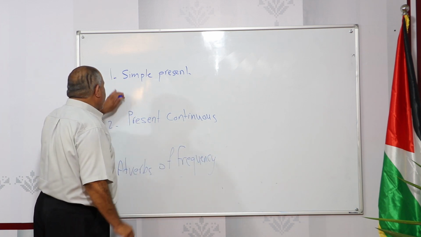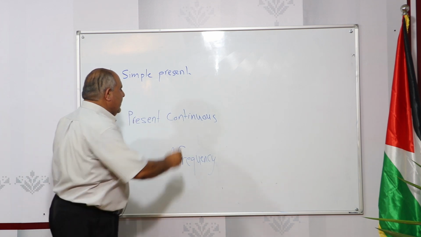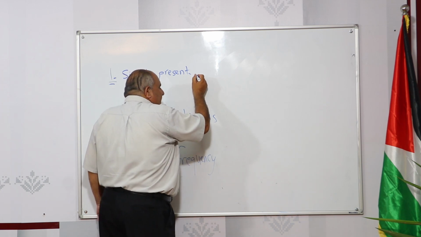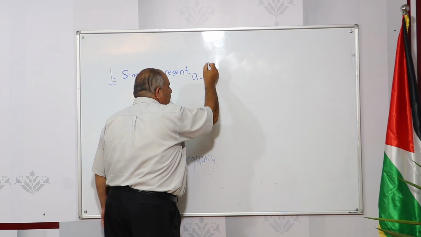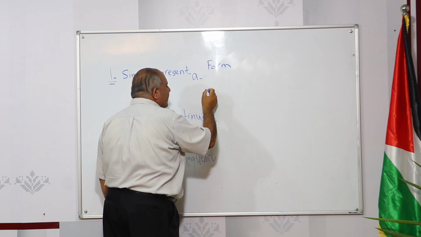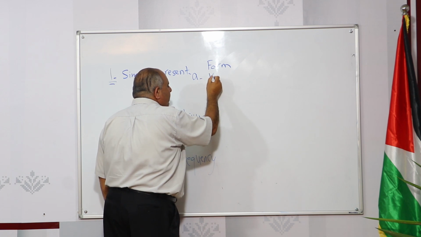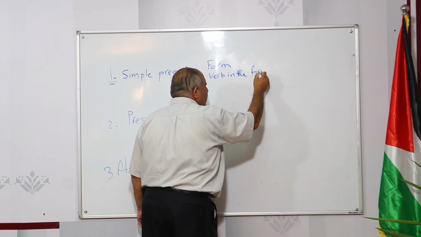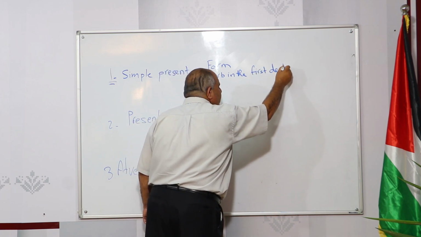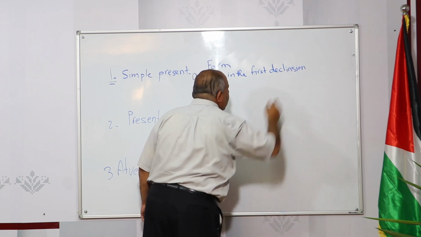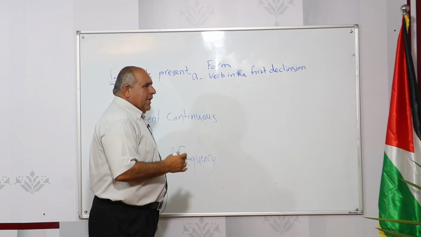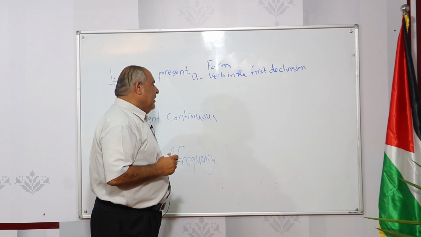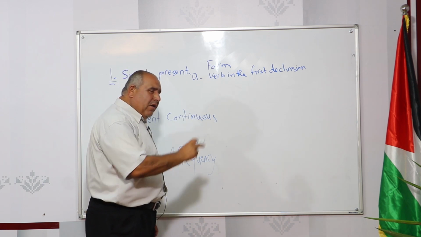Let's begin now with number 1, which is the simple present tense. When we talk about the simple present tense, we talk about its form. The form of the present simple tense is the verb in the first declension. We mean by this: play, played, played; speak, spoke, spoken. Number 1, which is speak.